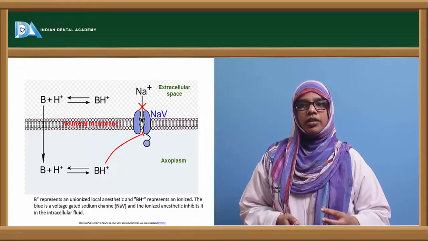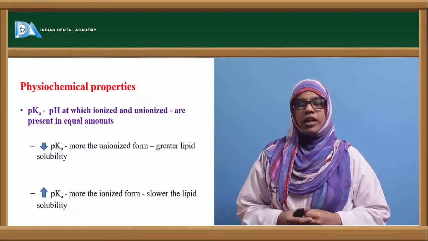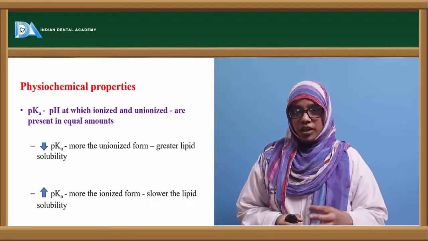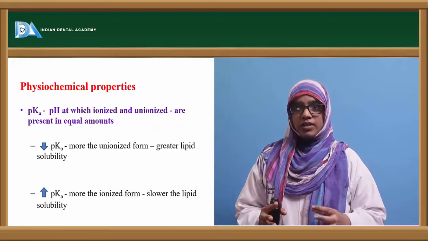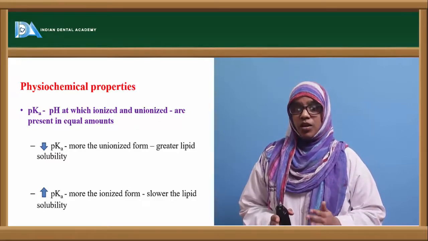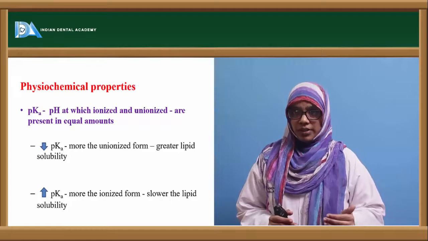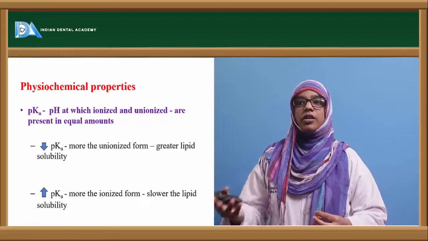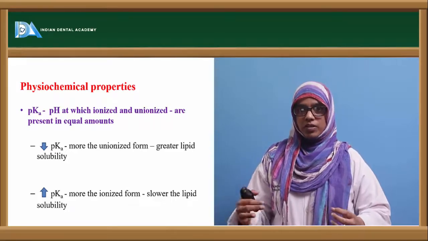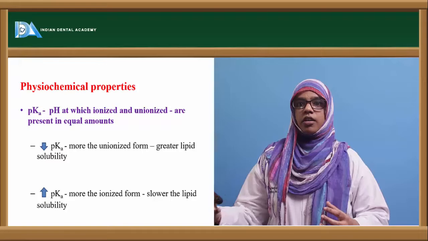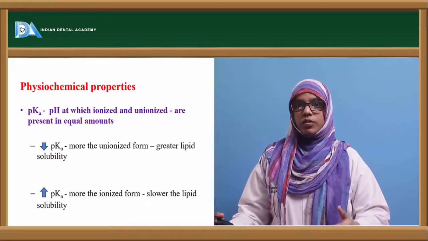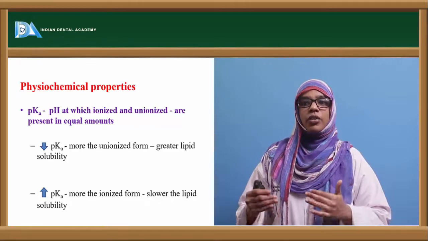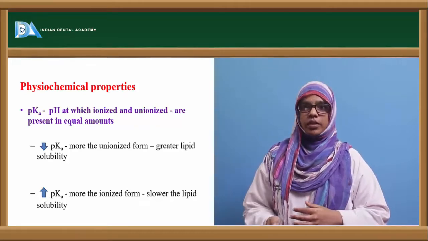Okay, inhibit the intracellular fluid. Now, the dissociation constant is nothing but the pH at which ionized and unionized forms are present at an equilibrium. When the dissociation constant is less, more of the unionized form is present, so there is greater lipid solubility. Okay, if pH is more, that is, the dissociation constant is more, more ionized form is present, that is, lower lipid solubility.